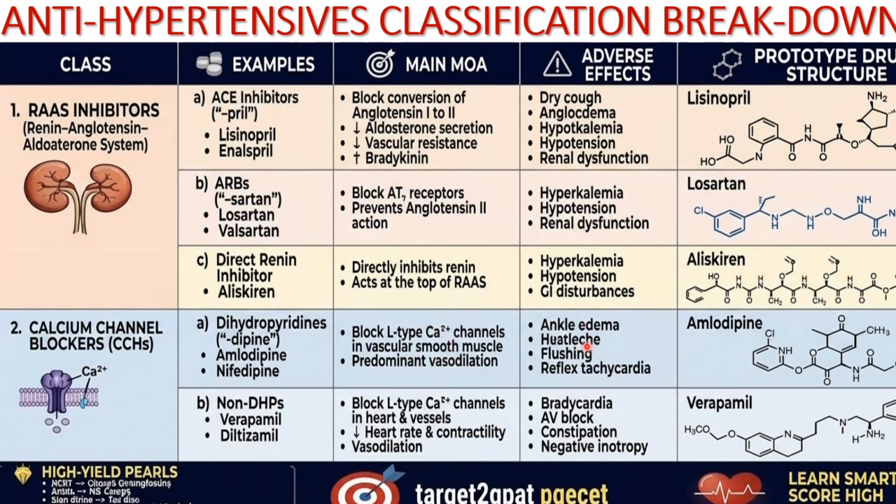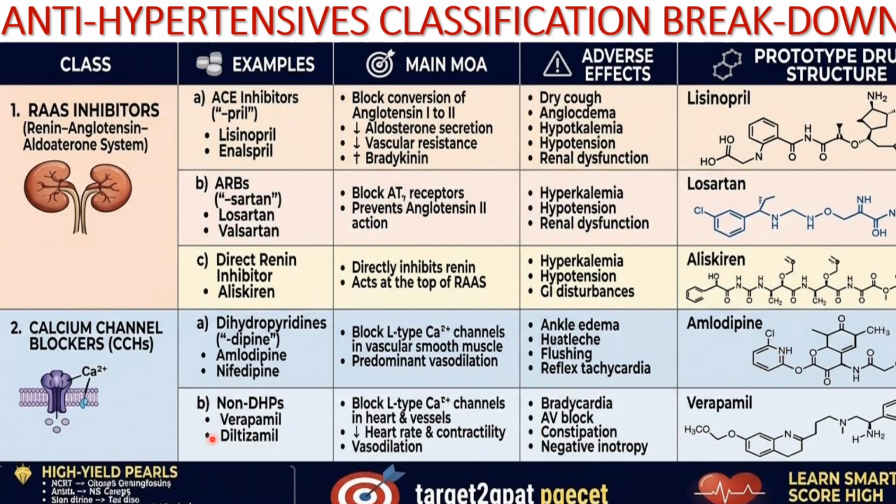And here the adverse effect, which needs to be remembered more specifically, is ankle edema. What you heard is very correct. It causes swelling of the ankle, hence it is called ankle edema, along with headache, flushing and reflex tachycardia. These are the other common side effects. And here the prototype drug shown is amlodipine, with the dihydropyridine ring in it.